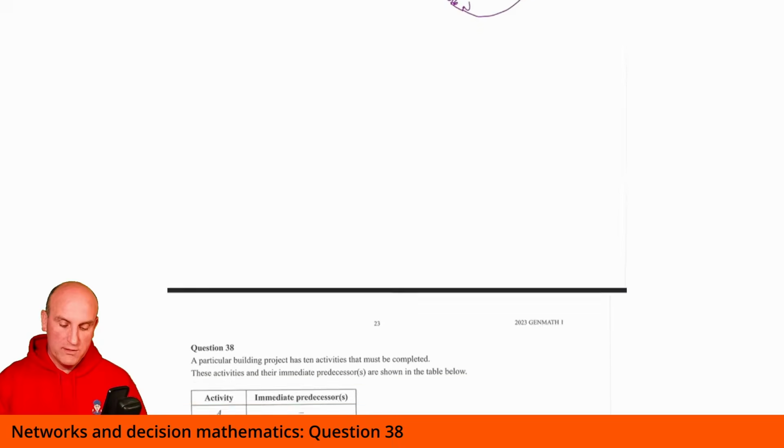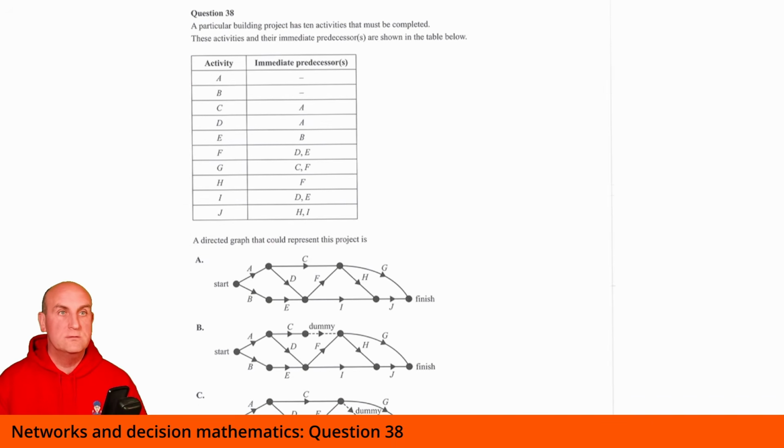Okay, question number 13.8. A particular building project has 10 activities that must be completed. These activities and their immediate predecessors are shown in the diagram below. A directed graph that could represent this project is... Why do you keep making us draw these things now? Right, so here we go.